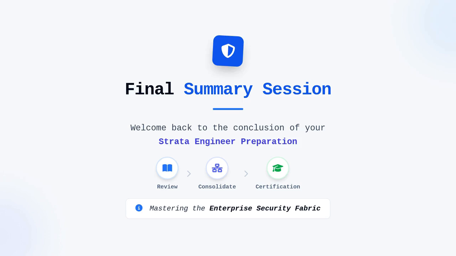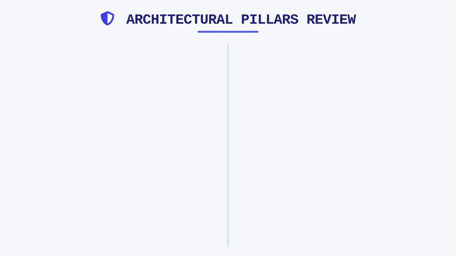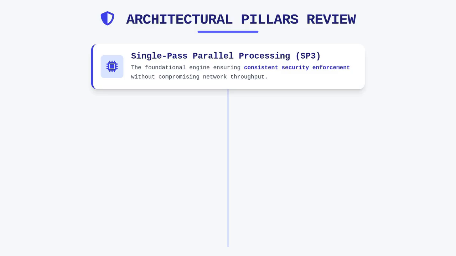Welcome back to this final summary session of our Strata Engineer preparation. We will now consolidate our understanding of the enterprise security fabric before you approach the certification examination. In this concluding lecture, we are looking back at the architectural pillars that form the backbone of the Palo Alto Networks ecosystem. Throughout our time together, we have analyzed how the single-pass parallel processing engine provides the foundation for consistent security enforcement without sacrificing throughput.